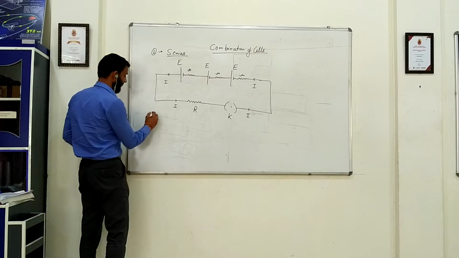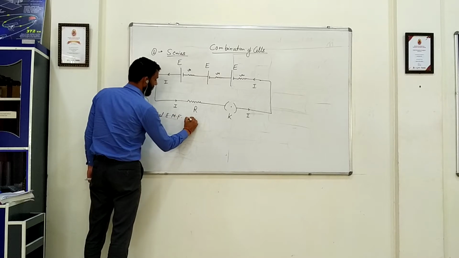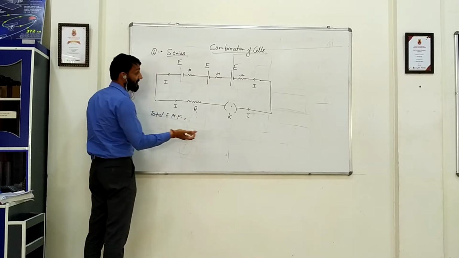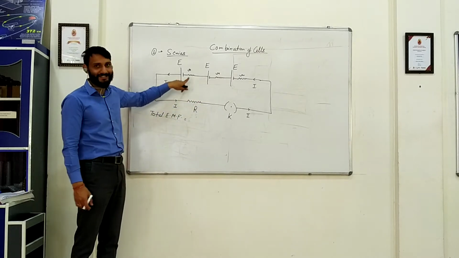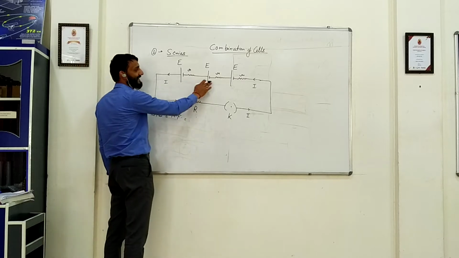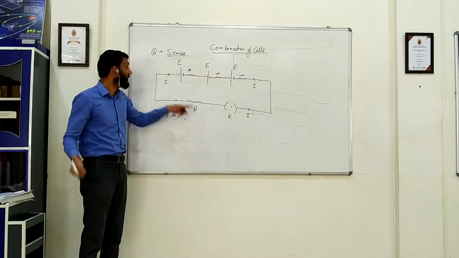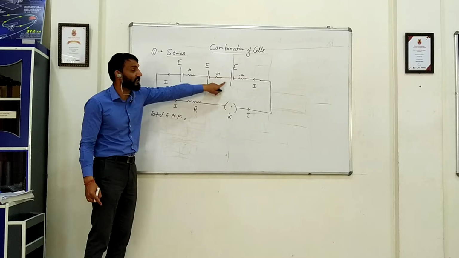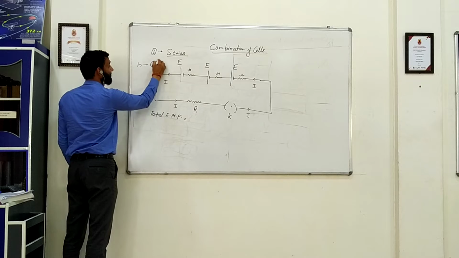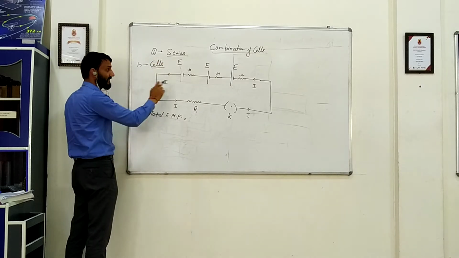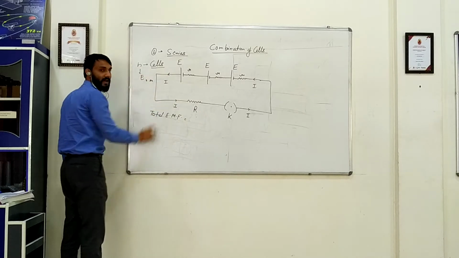So what is the total EMF of this circuit? I am assuming that N cells are connected in series. So EMF will be added in this case, when they are connected in series, that is, when the negative is connected to the positive and negative is connected to the positive. Only then they will be added. So I am assuming that I have connected N cells, and the EMF of all these cells is E and their internal resistance is R.